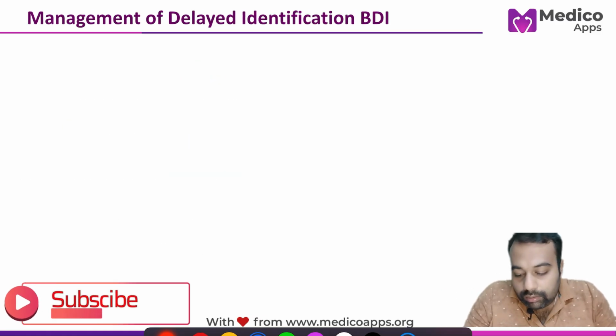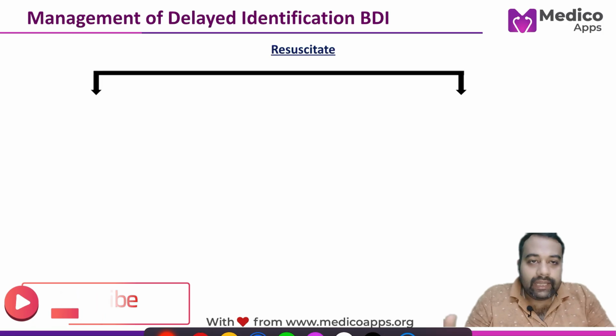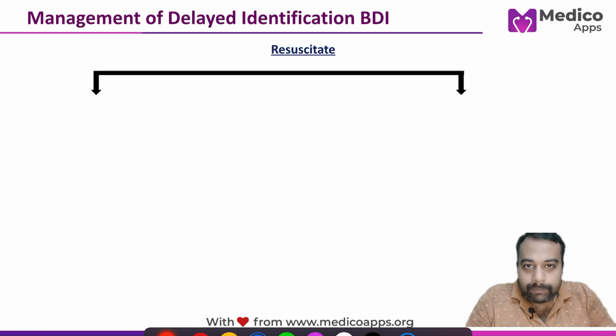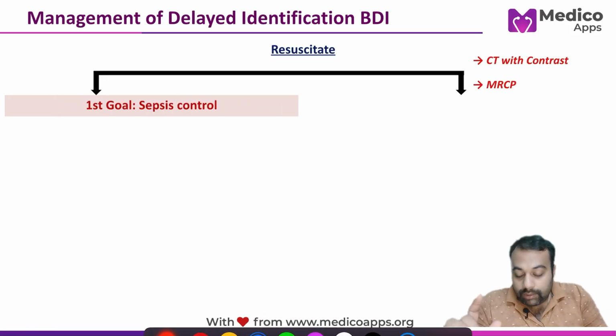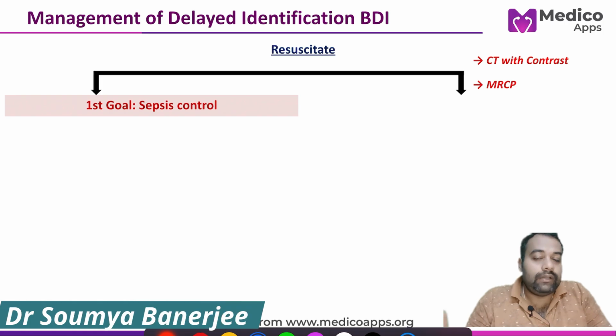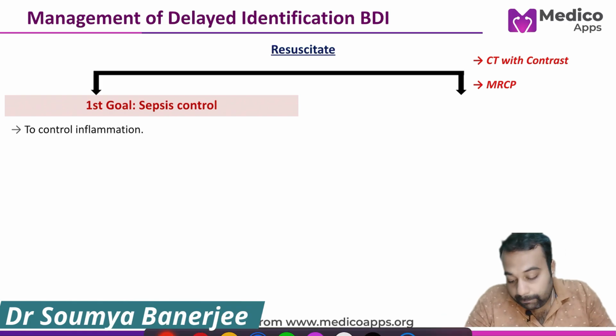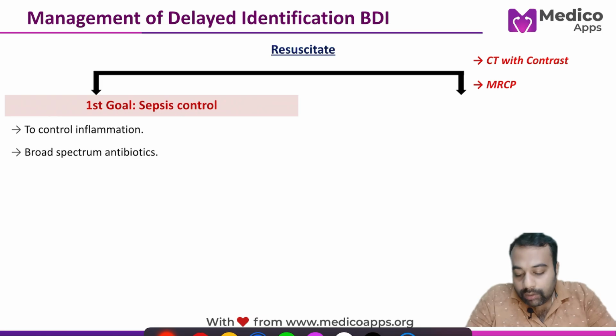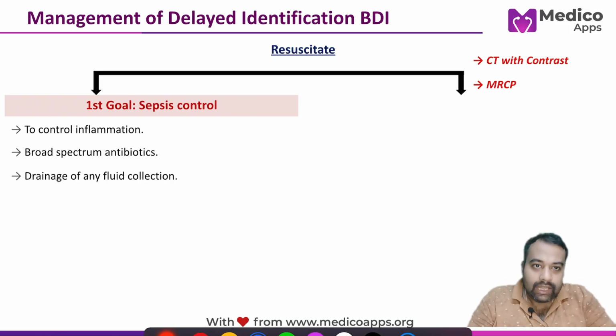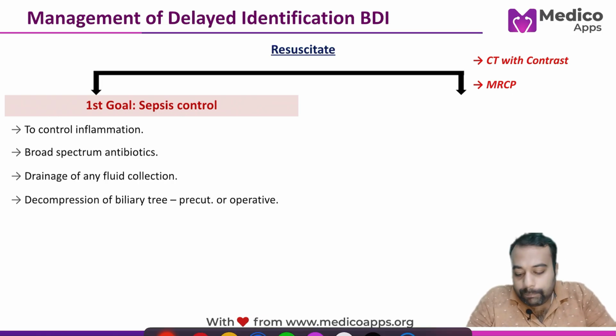So in your management of the delayed BDI, obviously you have to resuscitate the patient, resuscitate, and resuscitate. But your primary goal would always be to take care of the sepsis. Sepsis control is one of the most important things. To control the sepsis, you have to drain the bile, you have to apply broad spectrum antibiotics, and you have to control the inflammation. Okay, so these are the three important pillars.